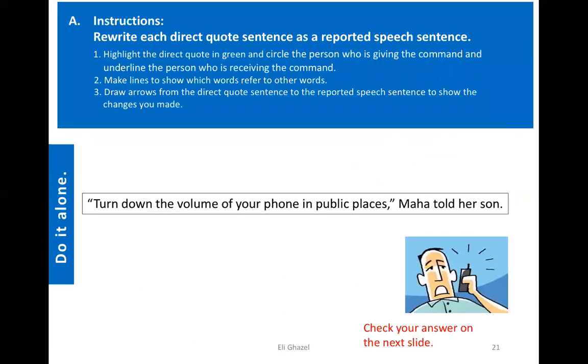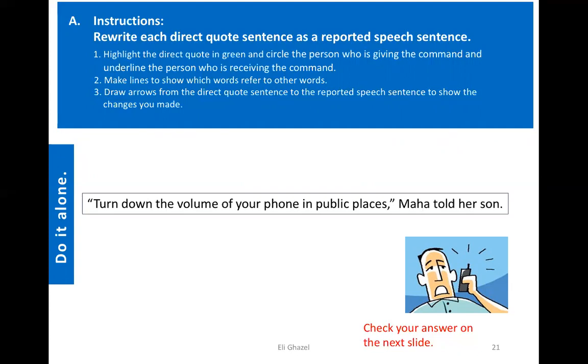Another sentence of being considerate, turn down the volume of your phone in public places, Maha told her son. And again, I think a lot of us have experienced being somewhere in a restaurant or on a plane or in a coffee shop where somebody is playing a video of something from YouTube very loudly. That is very inconsiderate. So either you get a pair of earphones or headset, or you just really turn down the volume of your phone.